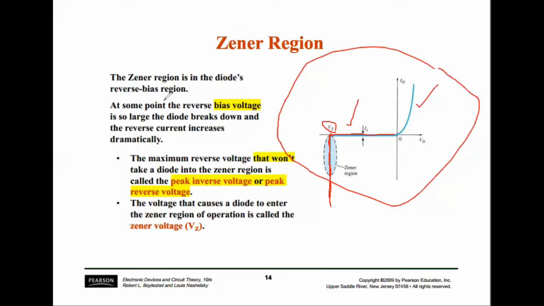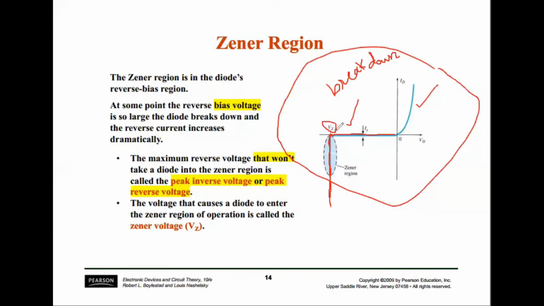You can see here the diode's reverse bias region. At some point, the reverse bias voltage is so large that the diode breaks down. This reverse direction is also called the breakdown region, because now the diode is breaking down and allowing all the charges to move in the reverse direction. This is the breakdown region.